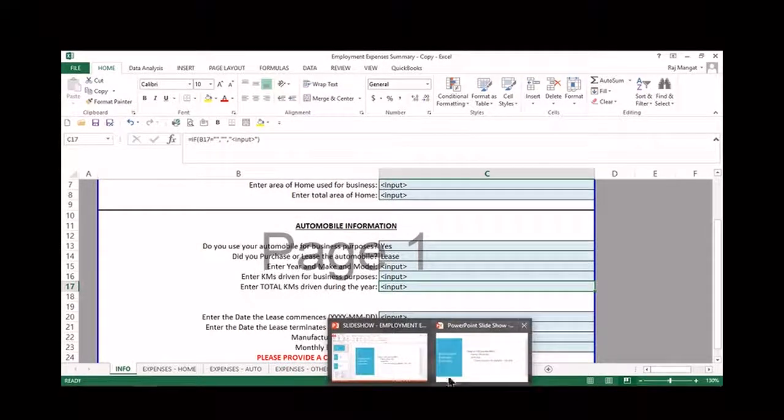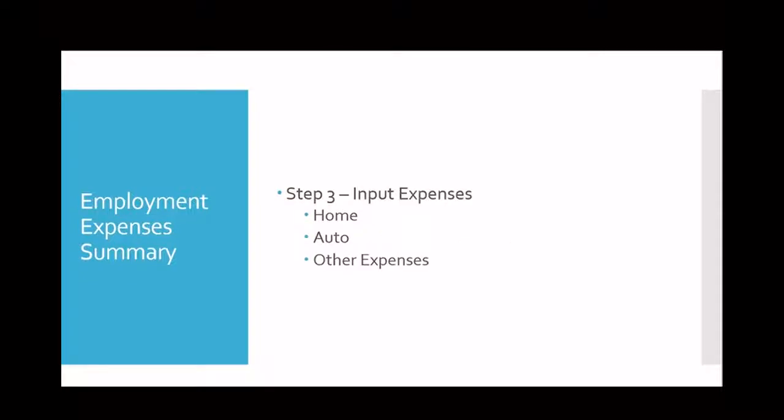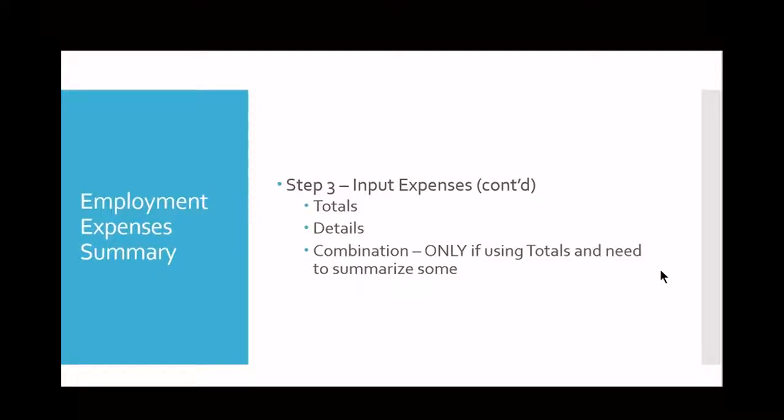Let's go back to the slideshow for just a moment here. Okay. Now we move on to step 3 where we input expenses. So the expenses, they're separated into 3 tabs: home office expenses, auto expenses, and other expenses. And you would input based on what is applicable to you. In order for you to input expenses in each of those tabs, you would have to pick a method. Okay, now this will be clear once we go through the example.